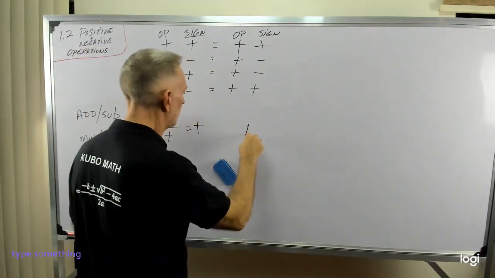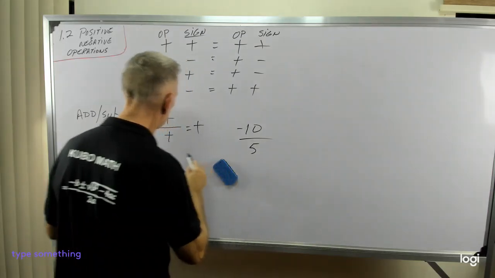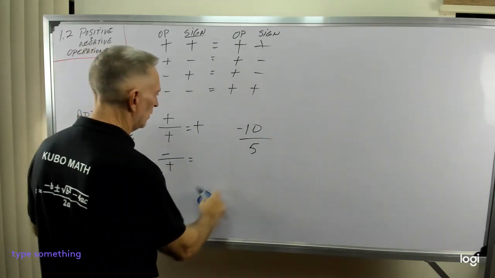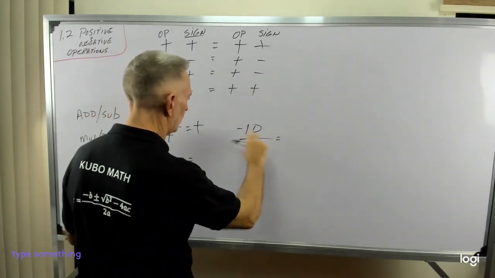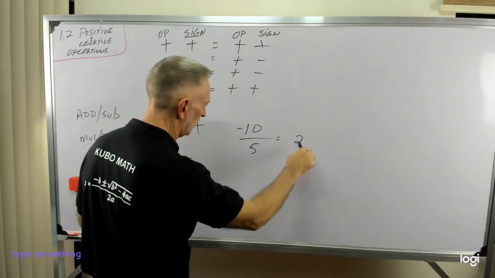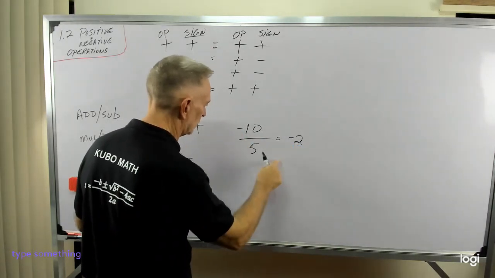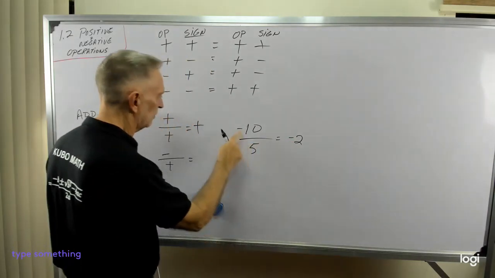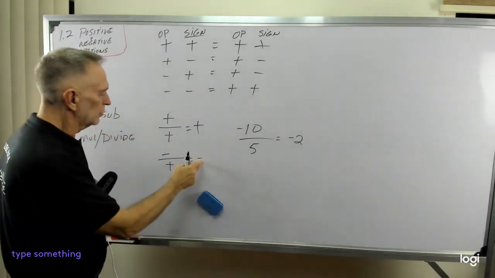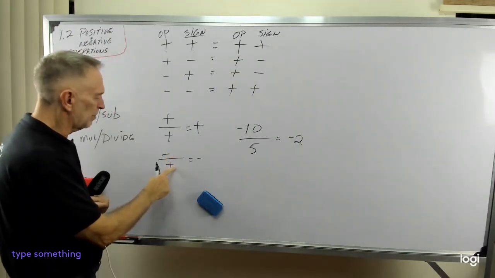What if this number is negative and this one's positive? So now I have a negative divided by a positive. Well, remember, if I cover up the sign, 10 divided by 5 is 2. Positive times positive gives me a positive. So I need this to be negative. Negative times positive is a negative. So a negative divided by a positive, this number has to be negative. Negative times positive is negative. Negative divided by positive is negative.